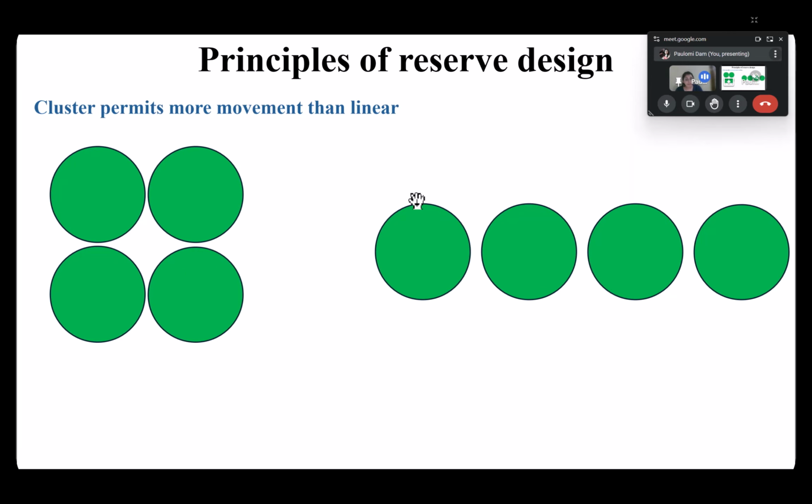You also have cluster, which permits more movement than linear. Now, why is that? If you have this kind of cluster, you have animals which can move from here to here or here to here, then it can move from here to there. But here, the choices of the animals is very limited. If you have a linear, it can only move to this patch, it can only move to this patch. But when you put it here, it can move in any patch and in any direction, right? Okay.